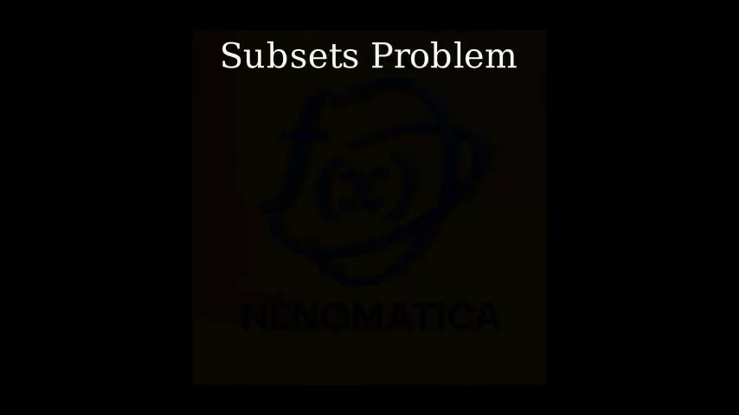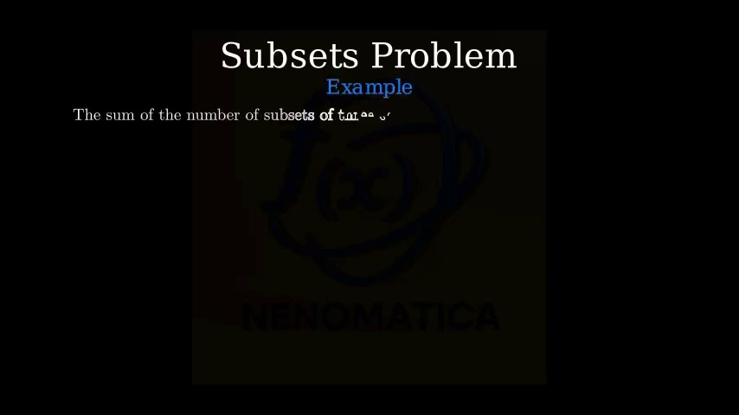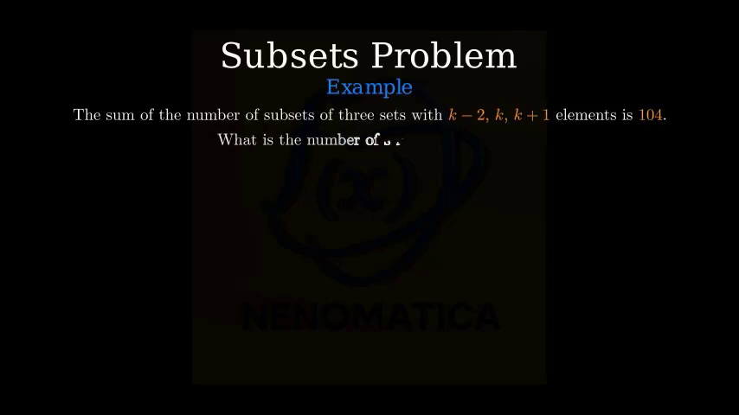In this video, we'll solve a problem about the number of subsets of sets with different elements. Example: the sum of the number of subsets of 3 sets with k minus 2, k, and k plus 1 elements is 104. What is the number of subsets of each set? Let's start by writing the equation that represents our problem.